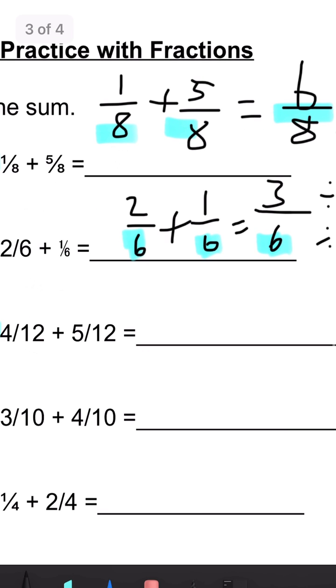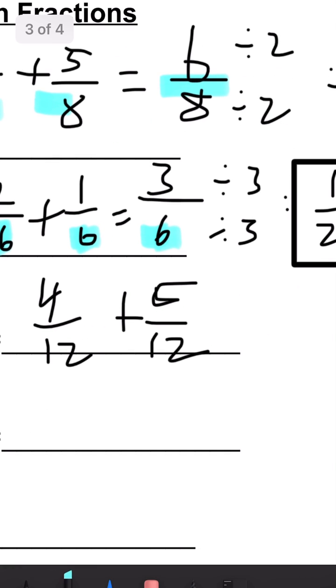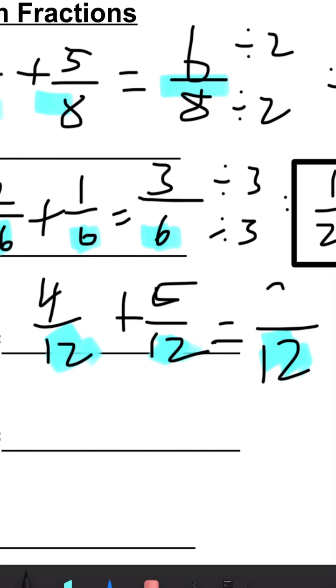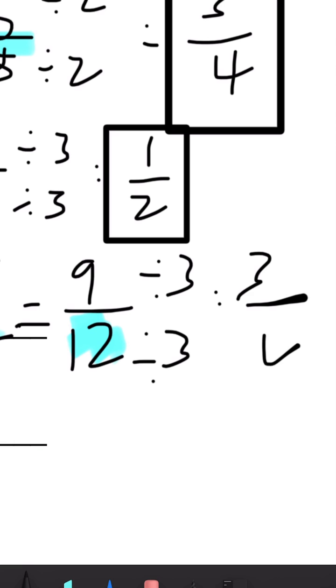And lastly, we have number 3. We have 4 over 12 plus 5 over 12. We have a common denominator of 12, so we're going to bring that over. 4 plus 5 is 9. To simplify, we're going to divide top and bottom by 3, and that gives us 3 over 4.